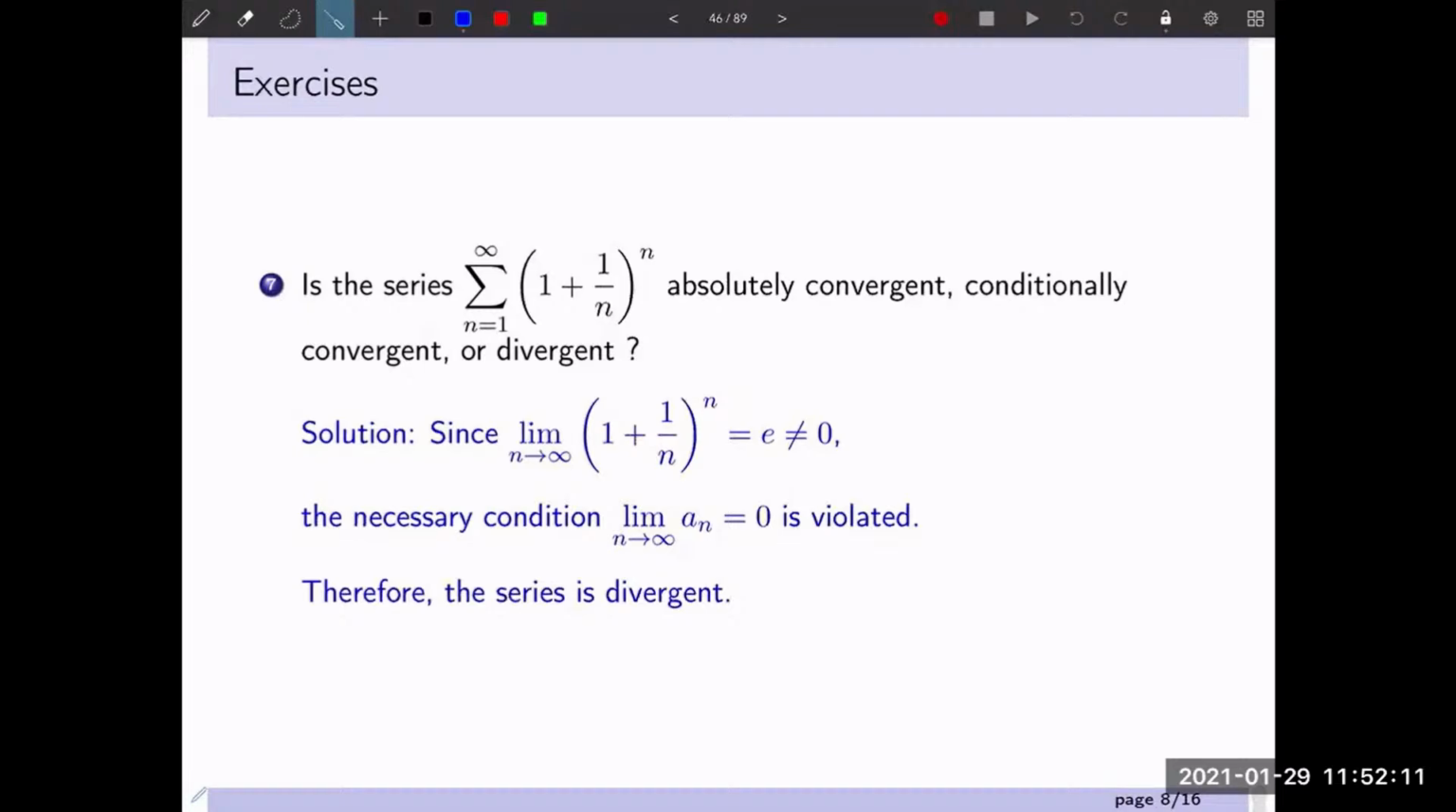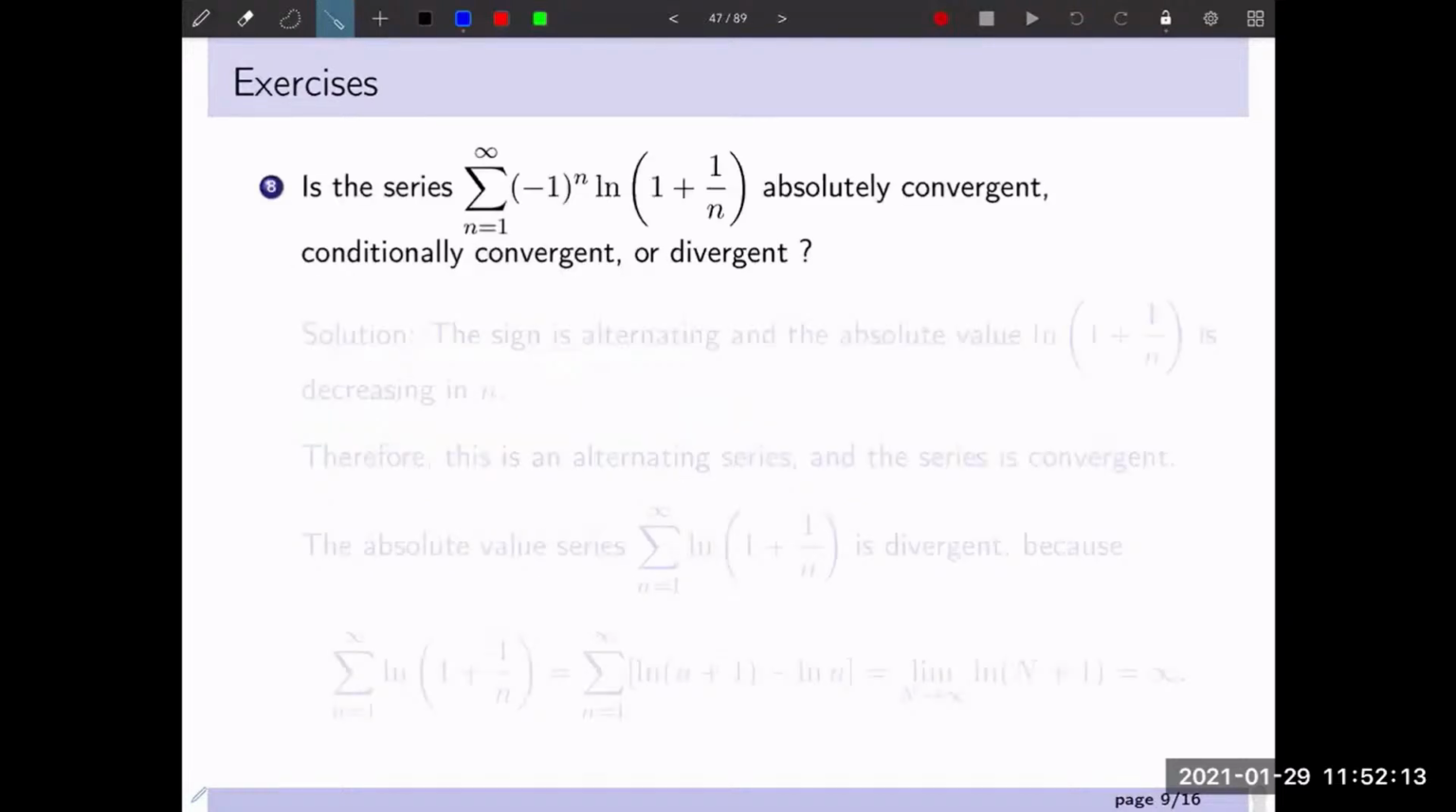And how about this? I give you 1 minute to consider this question. This is different. So here you get an additional log here. If you have a log here, you should know that log 1 is 0, right? So when n tends to infinity, this becomes 1, while log 1 becomes 0. So this term indeed tends to 0. So the necessary condition is satisfied. In this case, you should use another method to determine whether the series is convergent or not.